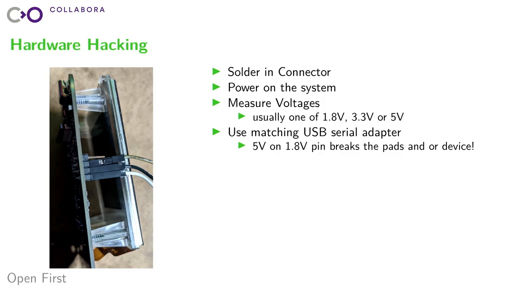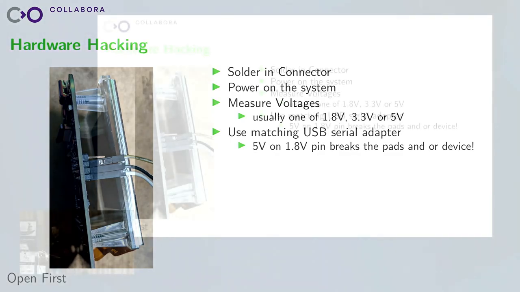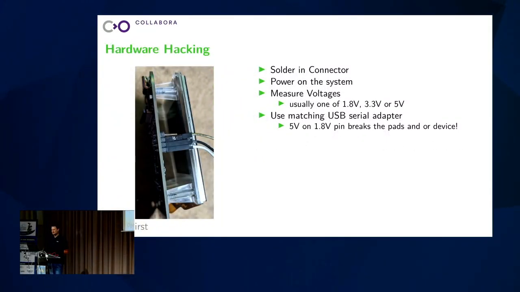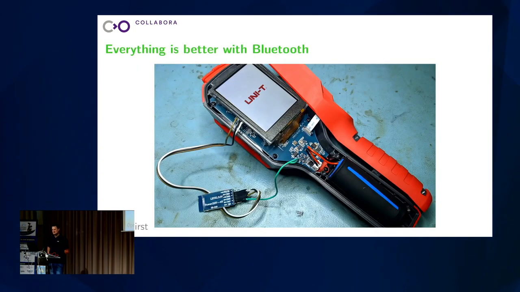It almost happened to a colleague of mine, so always make sure to use the right voltages. But afterwards, I was wondering, it would be nice if I can close the case and carry it around with some kind of serial still attached. So I was considering, what options do I have? And after thinking a little bit, I noticed, well, I still have a Bluetooth module lying around, and everything is better with Bluetooth. So let's attach a Bluetooth module and go serial over Bluetooth. Then I can close the case again, because there's lots of empty space inside. And that turned out to be a really good idea.